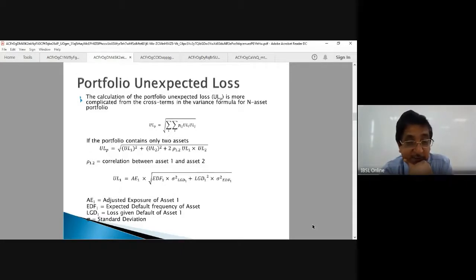Right. I think we can do some calculations and see how we can calculate the unexpected loss of a portfolio. I will put some sums on the board to give you the ability to do this. Now these unexpected losses also can be calculated.